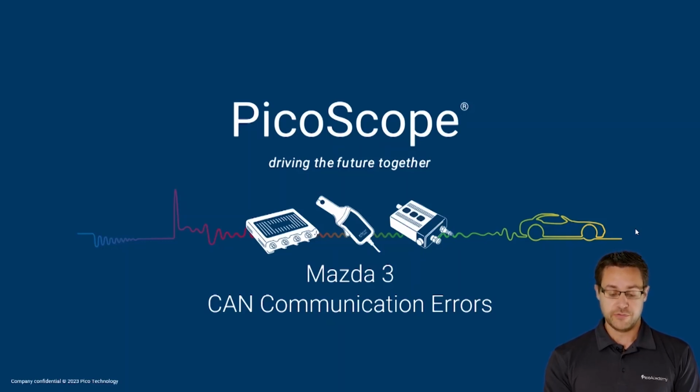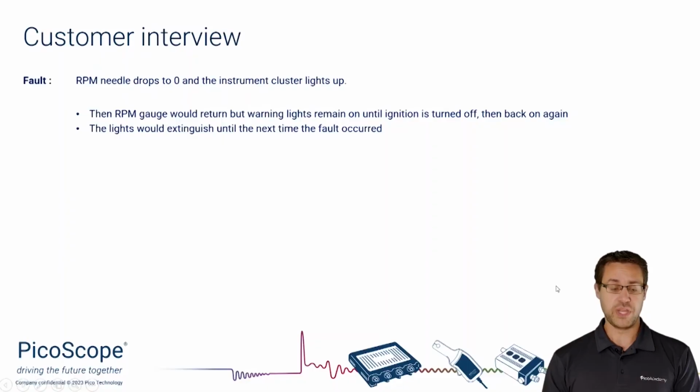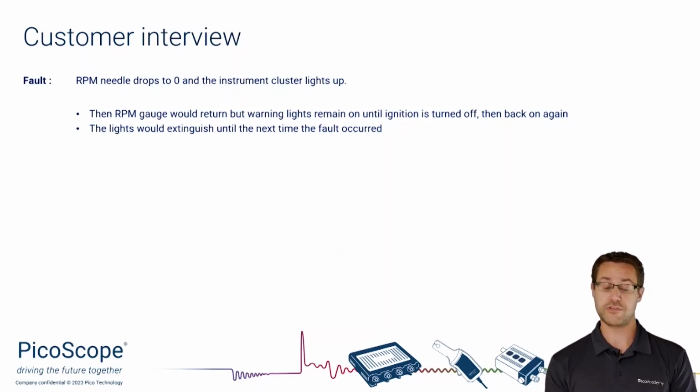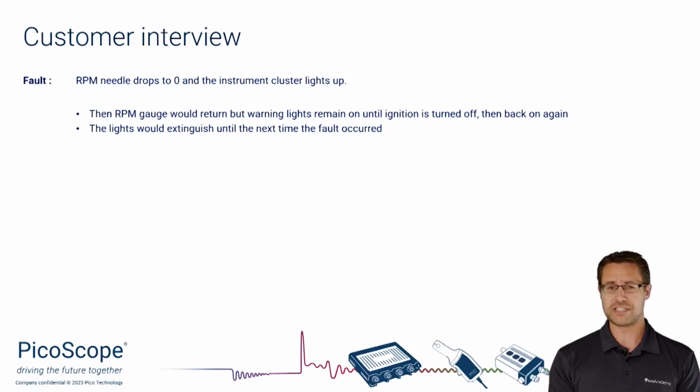First of all, we have our customer interview. When we pick up this particular case study, I was invited to join a workshop. They've had a vehicle in for a very long time. It's a Mazda 3 diesel, and the fault, according to the customer, was that intermittently the RPM needle drops to 0 and all the warning lights on the instrument cluster appear. So that was our problem. The flip side to that is that once it does that, the only way to get back to normal is to cycle the ignition key. So switch off and back on and everything is fine again.